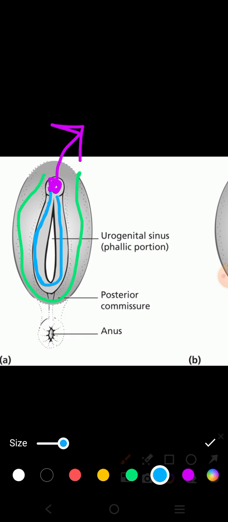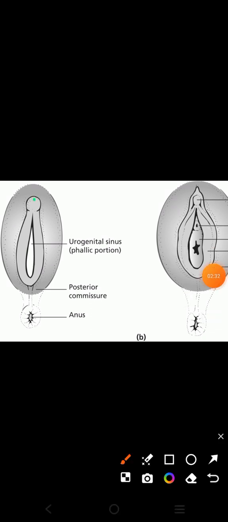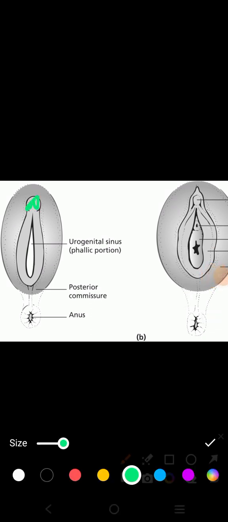The portion which I have highlighted in light blue color is the urethral fold, and the portion I have highlighted in light green color, what is this? We also call it the labioscrotal fold, or we also call it the genital swellings, right? Okay, so now what happens is that this genital tubercle shown here develops into the clitoris in the female.